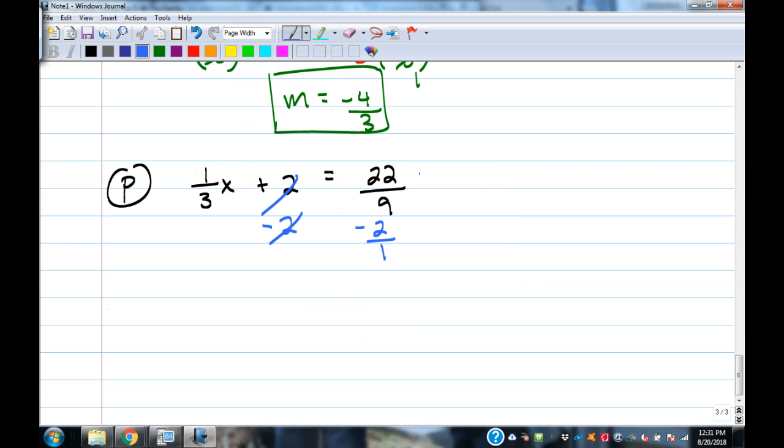What would be the common denominator between those two? 9. So I'm doubling both of those, right? Not doubling. What am I thinking? Times 9 on both of those. It'd be -18/9 and +22/9. What's 22 minus 18? 4/9.